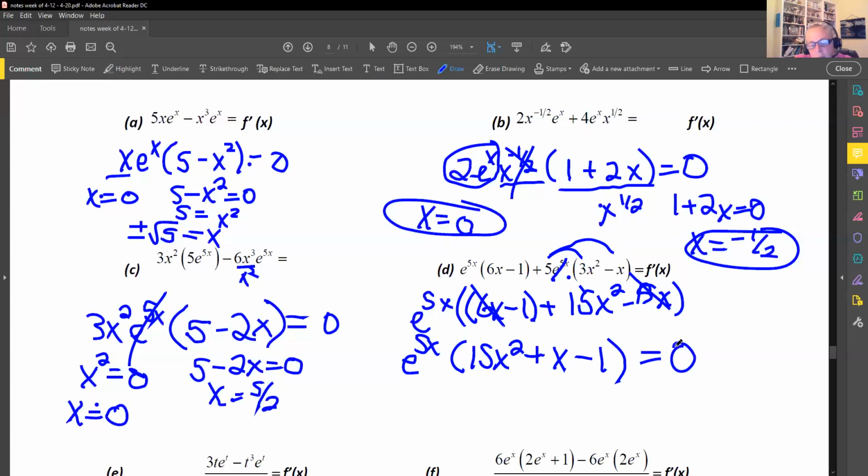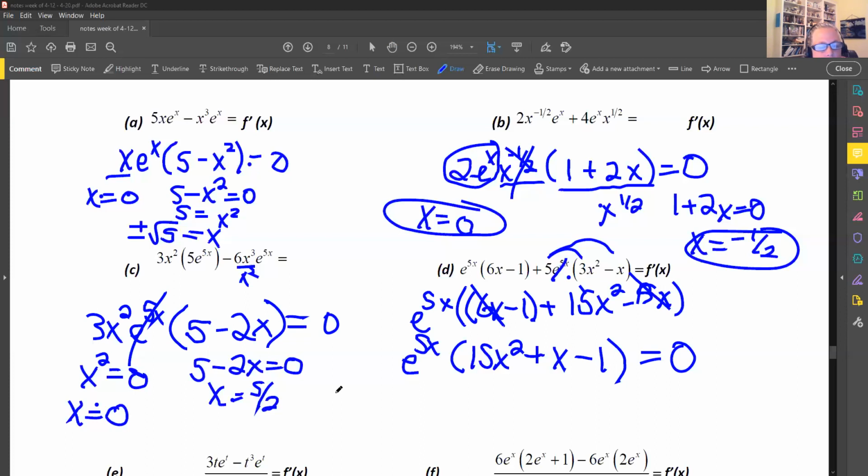This is where I'm going to use my calculator. I'm going to see if that has a 0. So I'm going to enter 15x squared plus x minus 1. Let's see if it does. So clear. All right, and I'm going to put a regular window in there. Let's see if we have any zeros. Yes, we do. They're not nice zeros. So we're going to go find them on the calculator. That's fine. y2 equals 0.